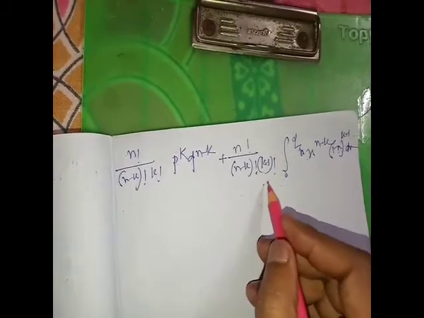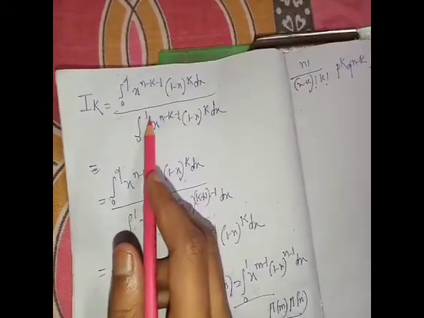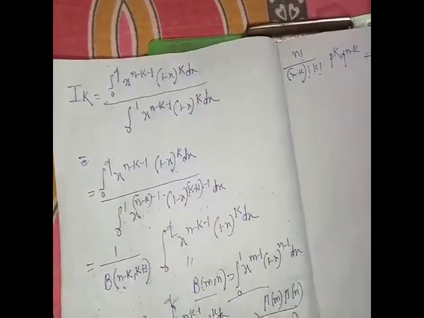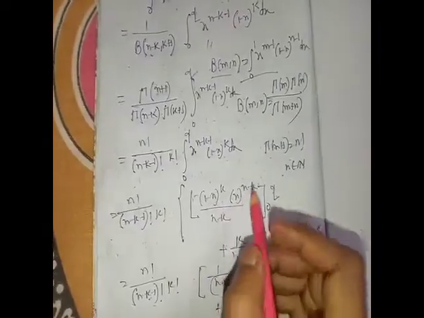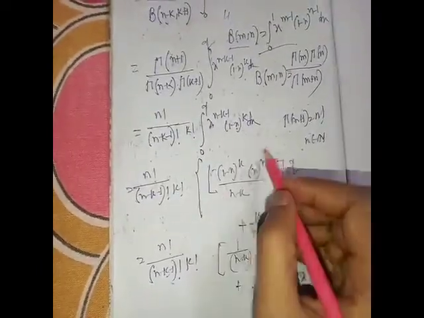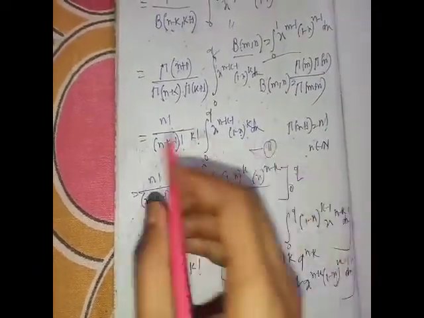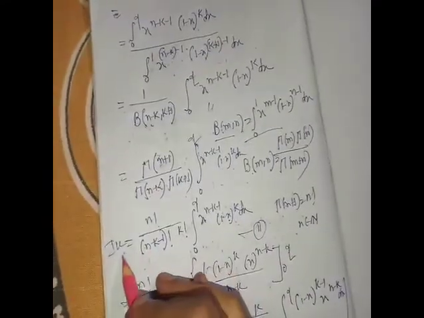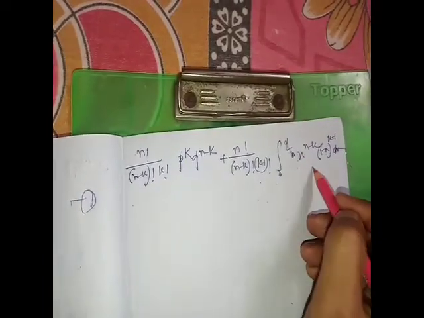This term is I k minus 1, since this is I k. This is also I k. So we replace k by k minus 1, and we get this is I k minus 1.